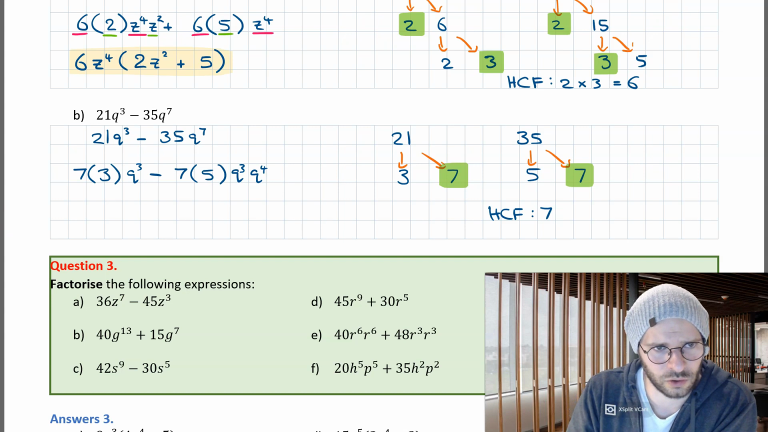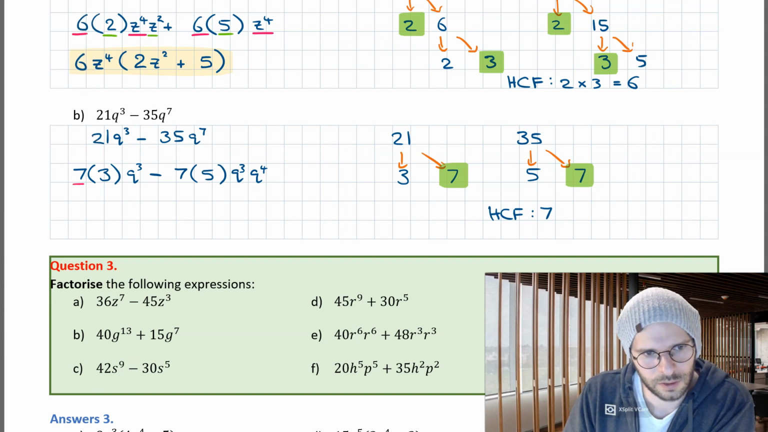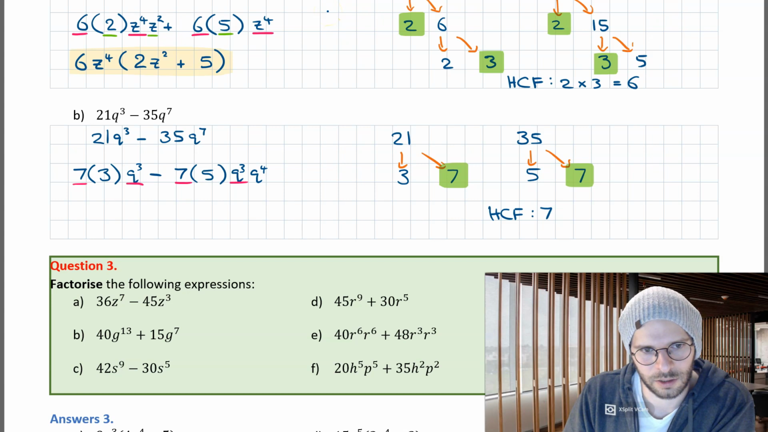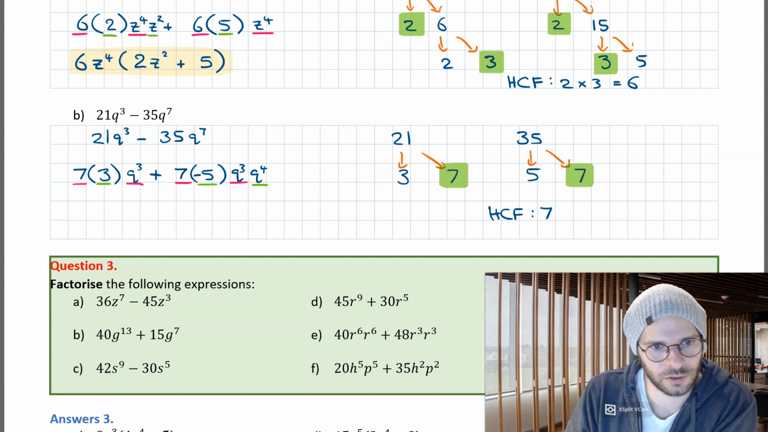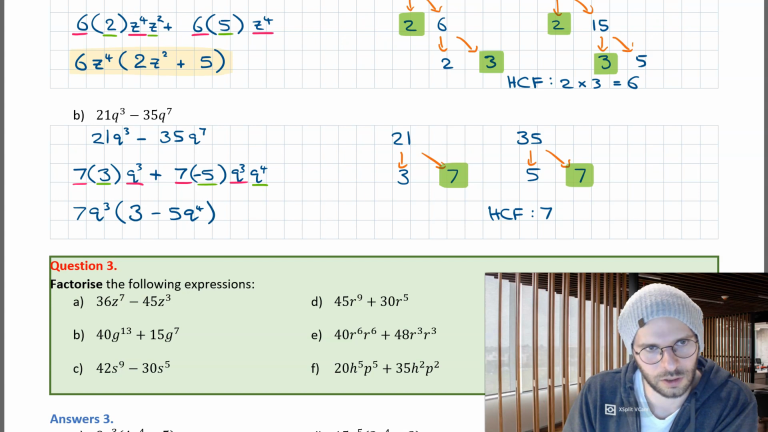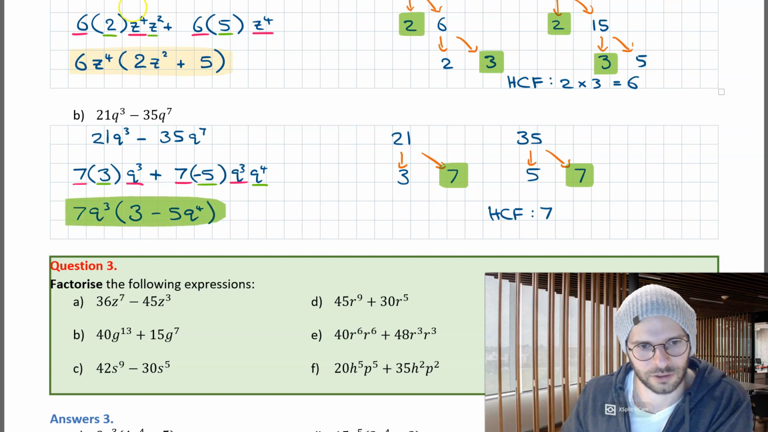And then I look at what's common. 7q cubed, 7q cubed. Again, I've got a minus here, so I'll change that to a plus and give the minus to the 5. And then looking at uncommon, 3 minus 5q to the 4. Writing this down, 7q to the 3, 3 take 5q to the 4, which brings us to our most factorized form.